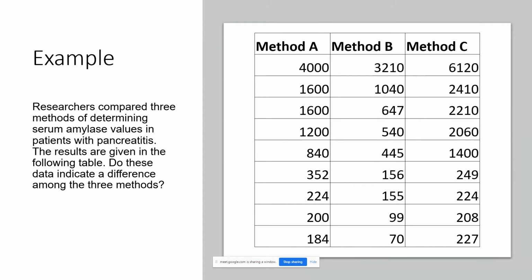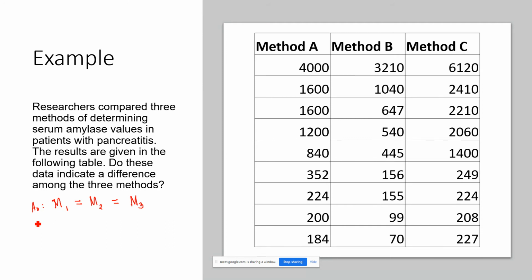So in this case, we are going to first state our null hypothesis. Since we have three methods, the median of the first method would be the same as the median of the second method, and of course, the same as the third method. So it means that there would be no difference in the medians, or the results of the medians, of the three methods.